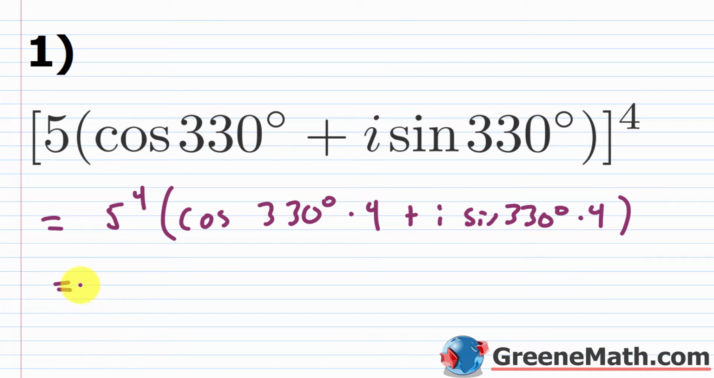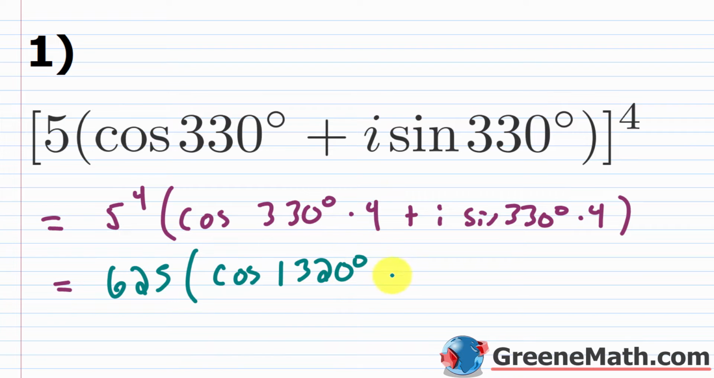So let's say this is equal to 5 to the fourth power is 625, and then times the quantity. For 330 degrees times 4, that's going to be 1,320 degrees. So let's say this is the cosine of 1,320 degrees, and then plus i times the sine of 1,320 degrees. We were asked to write this in rectangular form, otherwise known as the standard form for a complex number, which is a plus bi, or some books will say x plus yi.